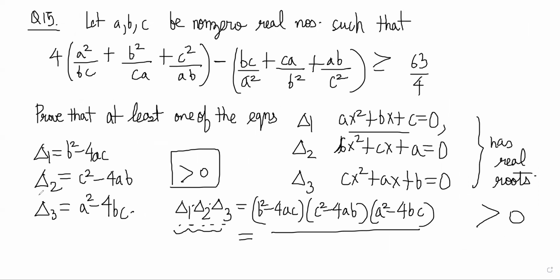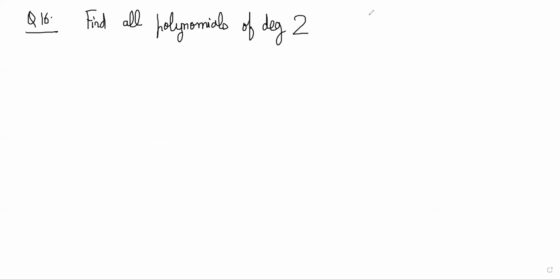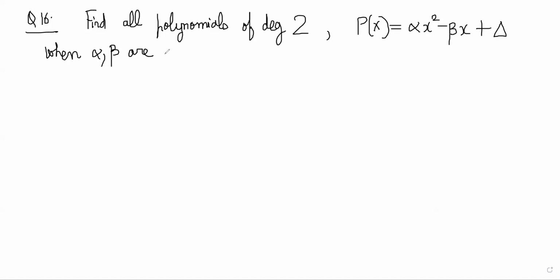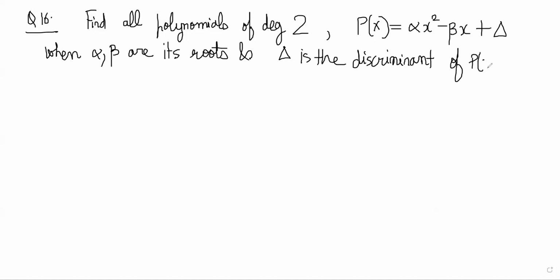Okay, let's move on to the next problem. In this problem we have: find all polynomials of degree 2, where p(x) is equal to alpha x squared minus beta x plus delta, where alpha and beta are its roots and delta is the discriminant of p(x) equal to 0.